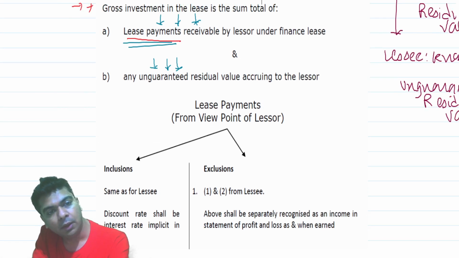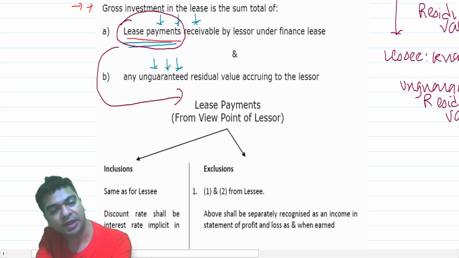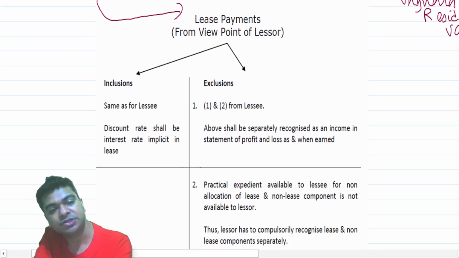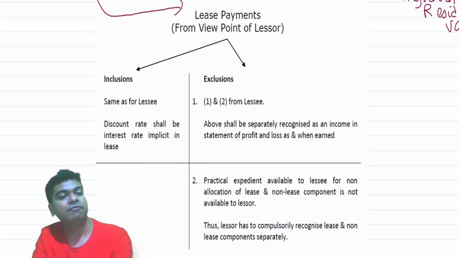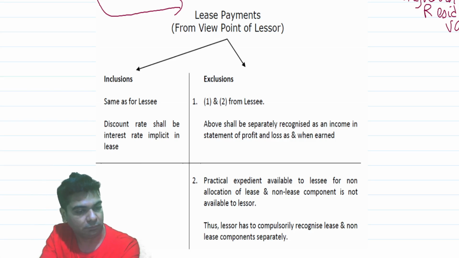So naturally a question arises: what exactly are the lease payments? So that's the clarification now over here. We are now discussing how the lease payments shall be determined from the viewpoint of the lessor. Okay, from the viewpoint of the lessor. We are segregating that into inclusions and exclusions.